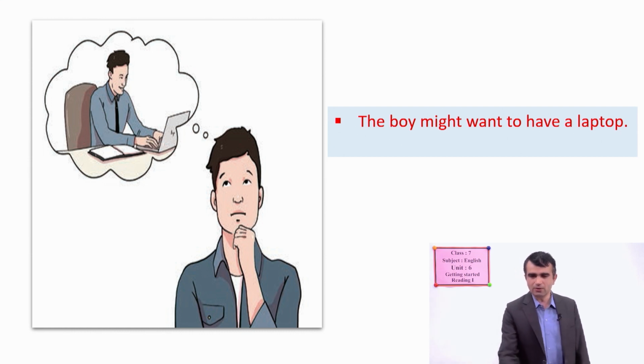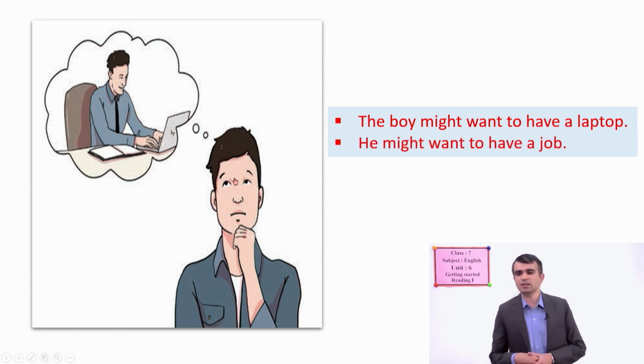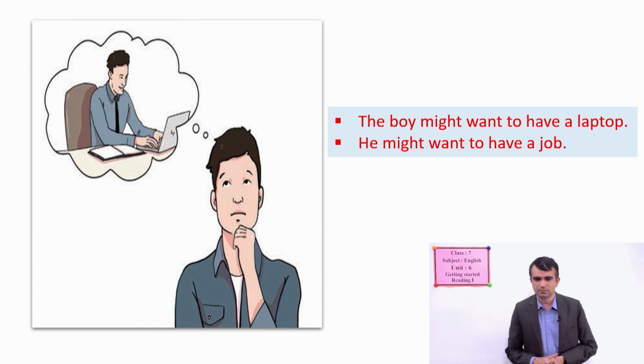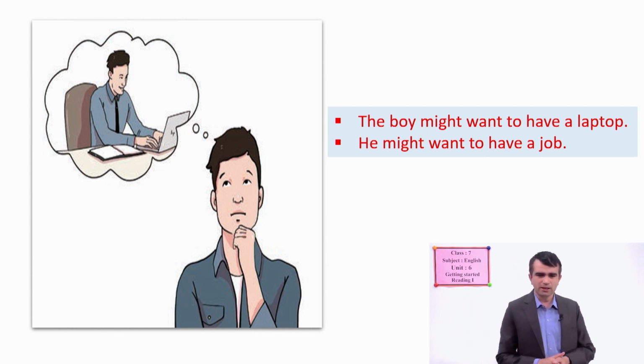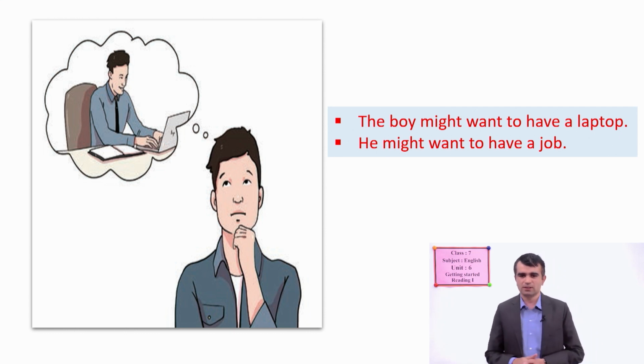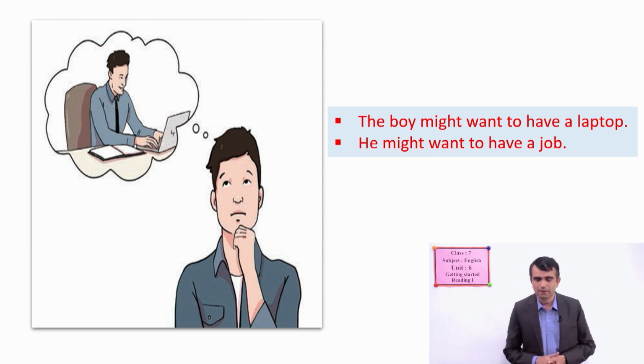Similarly, you can also say he is thinking about this person in the office. He has a job, so he may want to have a job. So you can also say he might want to have a job. Okay, he might want to work in an office. That is also okay. Very good.